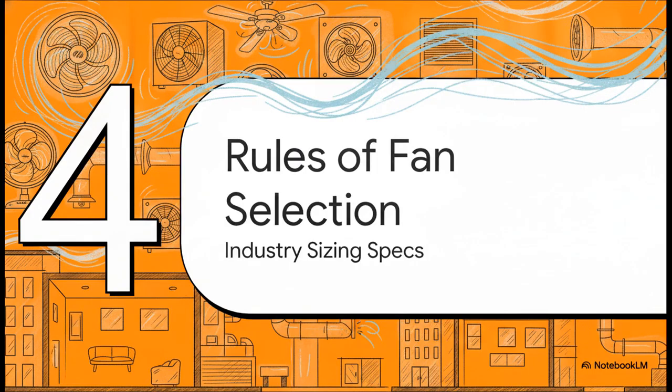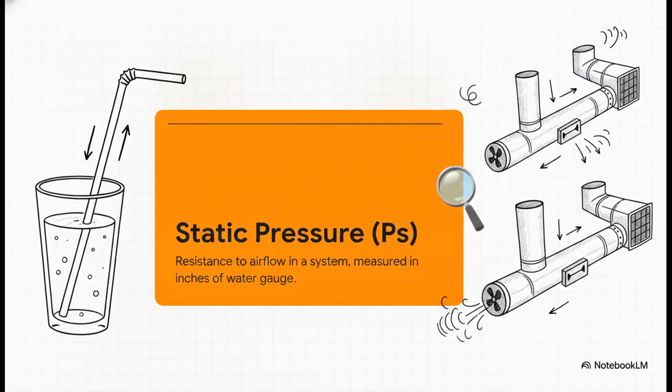Okay, on to Section 4, the rules of fan selection. Demystifying industry sizing specs. As we scale up to look at entire rooms and buildings, the first major hurdle engineers have to tackle is static pressure. Basically, it's the resistance to airflow in a system, and it's measured in inches of water gauge.